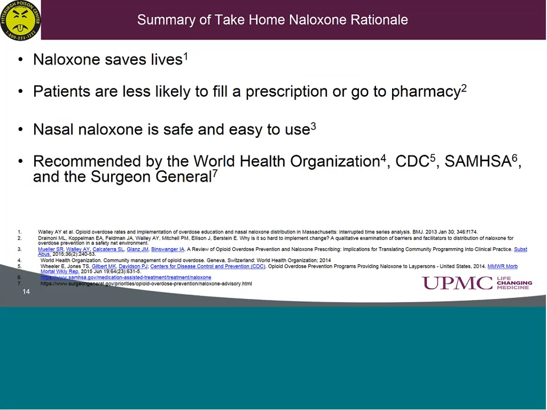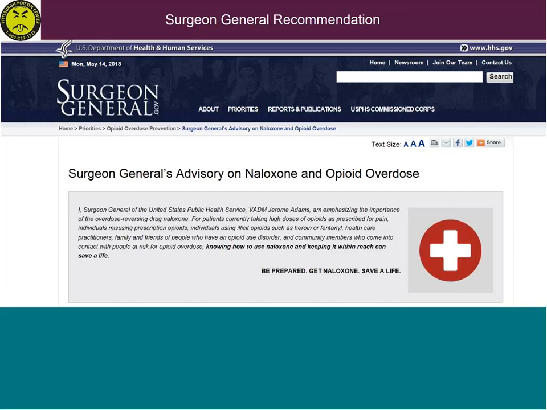And it's recommended by the World Health Organization, the CDC, SAMHSA, and the Surgeon General, Dr. Adams, who I've had the pleasure of meeting. It came out with a Surgeon General advisory, which was the first in, I believe, 8 or so years, specifically recommending naloxone availability across all providers, responders, family, and friends. So I think that just underscores how important it is and how much a part of an accepted response naloxone distribution is.